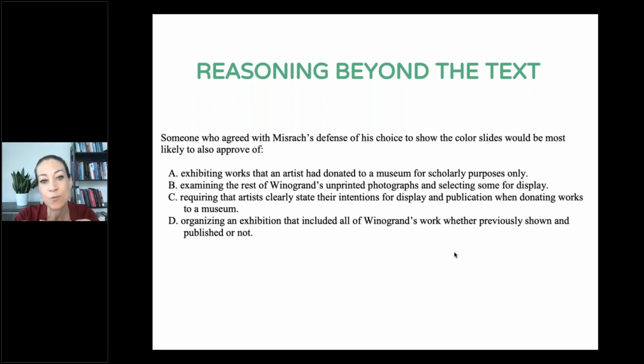And so we're looking for this hypothetical extra element that is introduced only in this question. What would somebody who shares this position on specifically color slides also approve of? And I think one of the questions you're going to answer today is a reasoning question. No, it's a couple of them that are reasoning beyond the text questions.